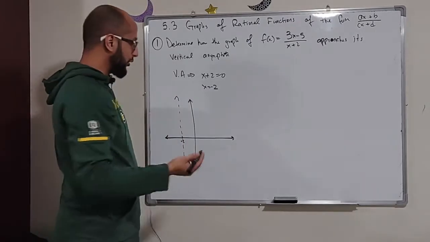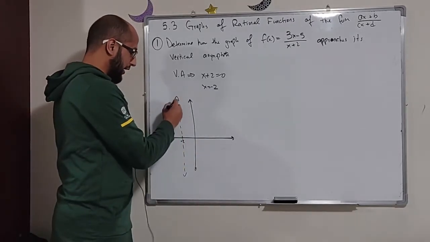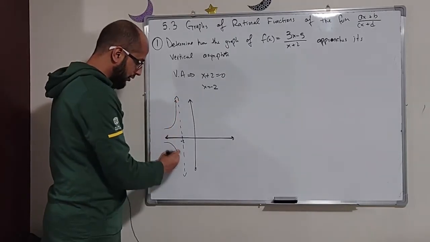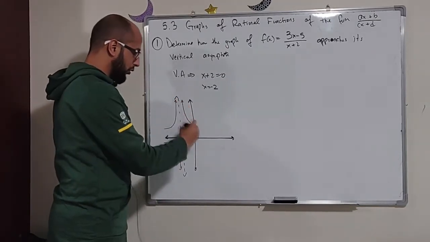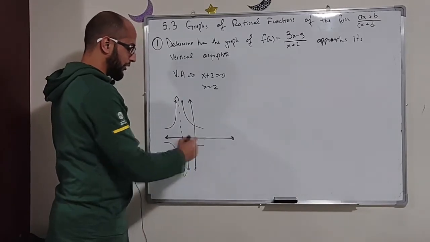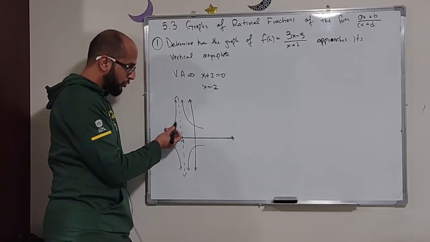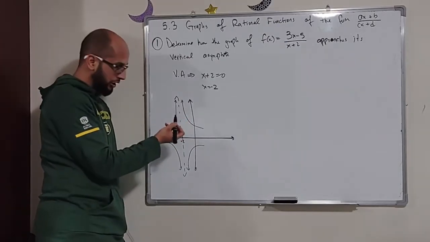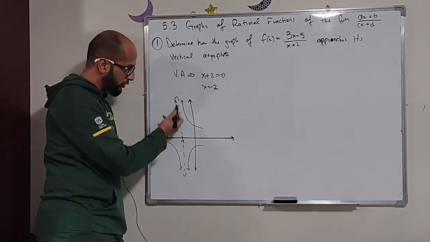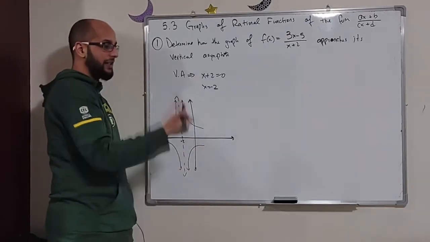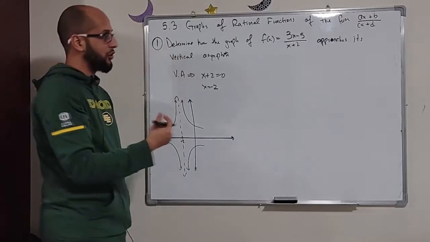What I don't know now is the asymptote going to create a function that goes like this, or this, or this way, or this way. I know that on either side, my function is going to approach the vertical asymptote without ever touching it. What I don't know is if it's going to go up or down. And that's what the question is asking us to determine.